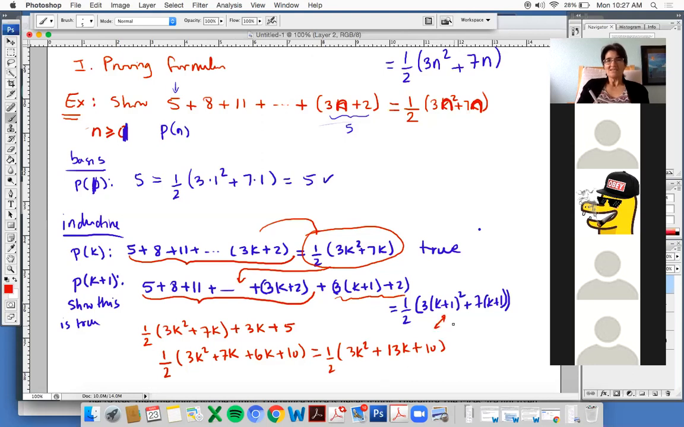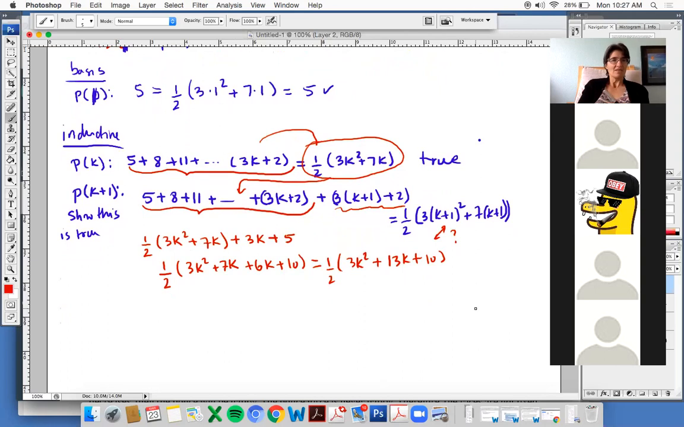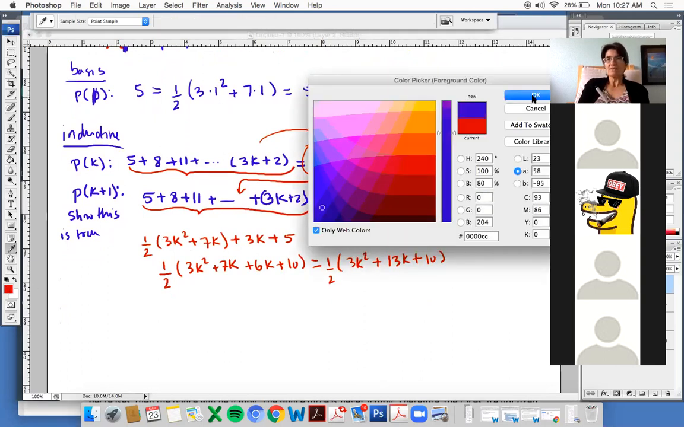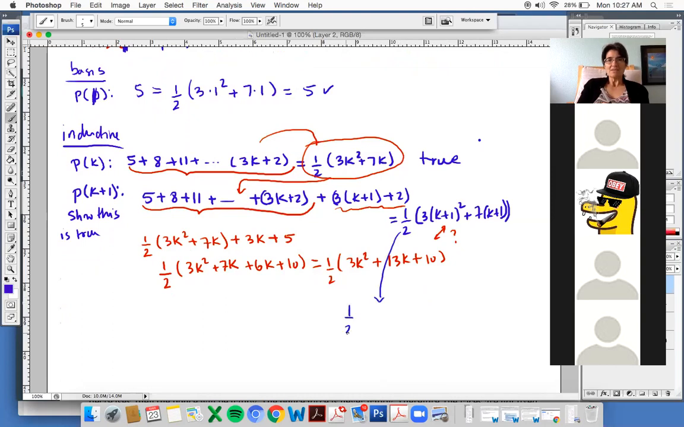So are these equal to each other? Let's see. We should really simplify this part too to see if it's the same. So let me get some blue. I'm going to simplify this, and this is 1 half 3, and this is K squared, and 2K makes 6K, and a 3, and then a 7K and a 7. All right. And you can see that these are going to be the same because this is 13K and this is 10. Like that. Okay. So this shows that the PK plus 1 statement is true. And that's the end of the induction proof.